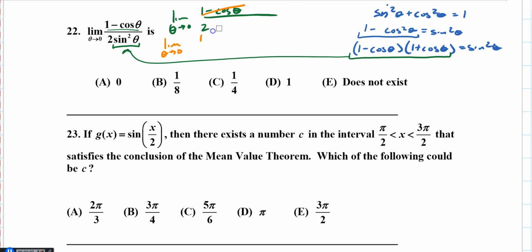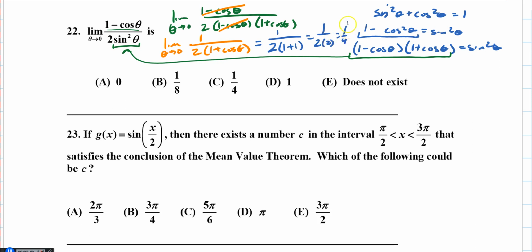So let me just rewrite that. That was (1 minus cosine theta) times (1 plus cosine theta), and we wanted to cancel the 1 minus cosine thetas. So I'm left with 1 over 2 times (1 plus cosine theta). Now we can directly substitute. That's 1 over 2 times (1 plus cosine of 0, which is 1). So I get 1 over 2 times 2, which is 1/4, and that is my limit, 1/4.